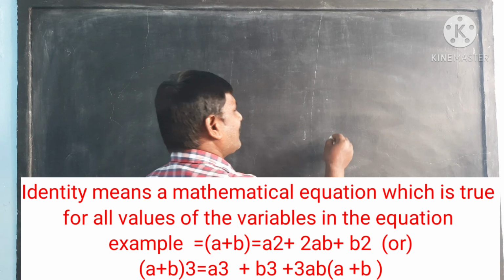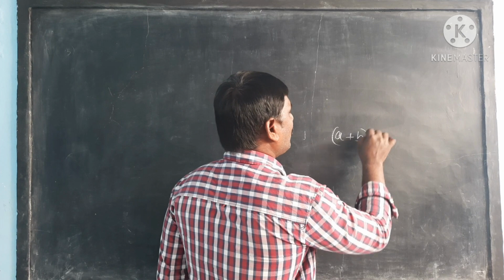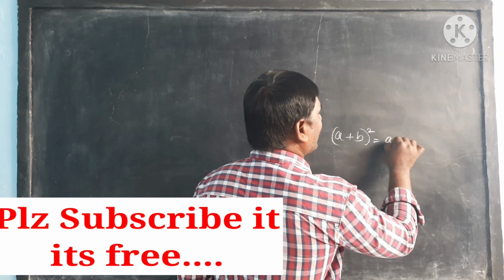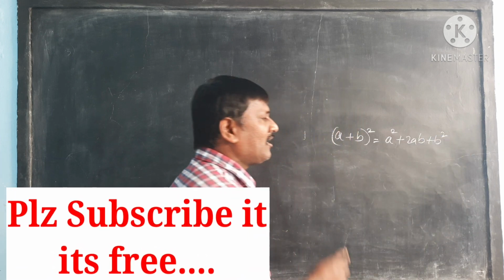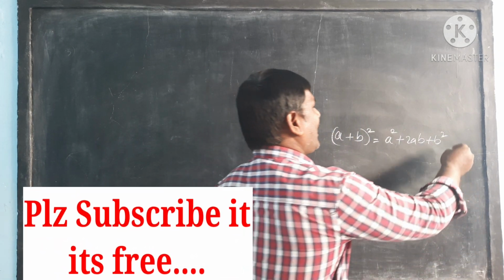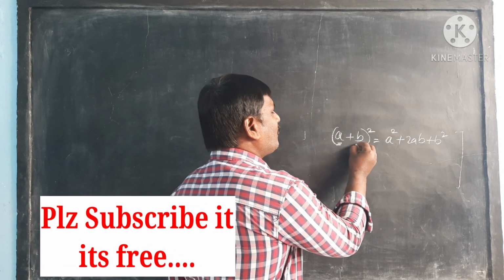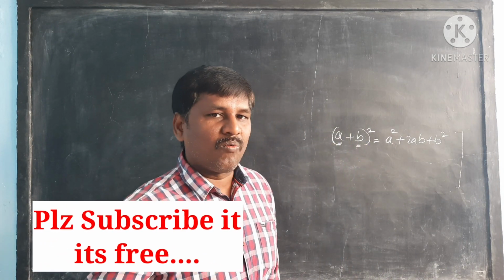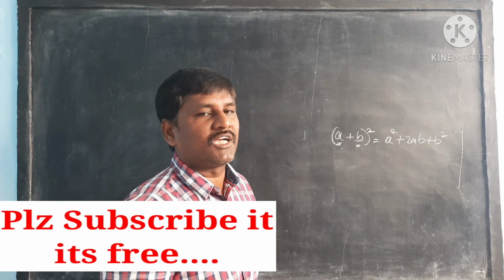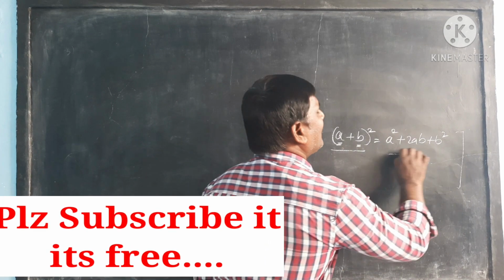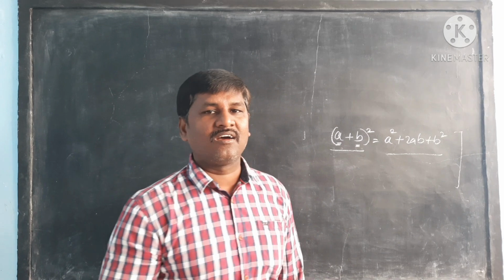So let us see the identities we have studied in the earlier classes. They are (a plus b) whole square is equal to a square plus 2ab plus b square. So it is an identity which we have studied in class 8. In this identity you have two variables a and b. Whatever the value is substituted in the place of a and b, you will get the same result from the left side and the right side. That's why this type of mathematical equations are called identities.